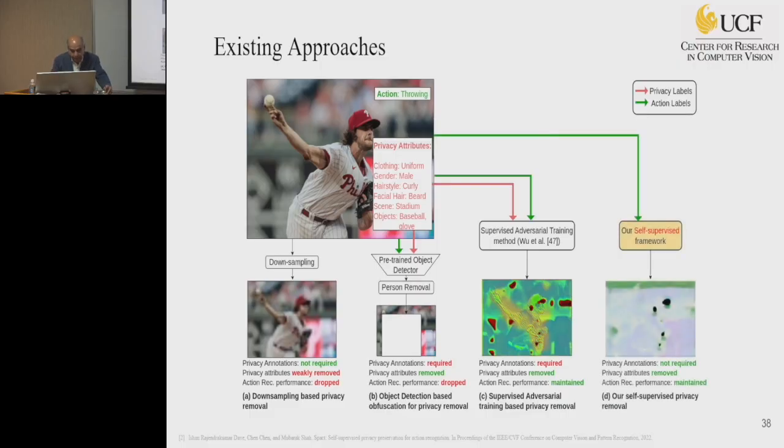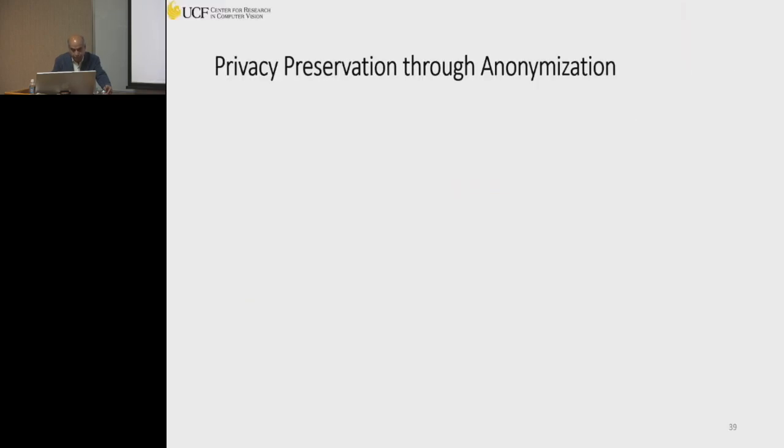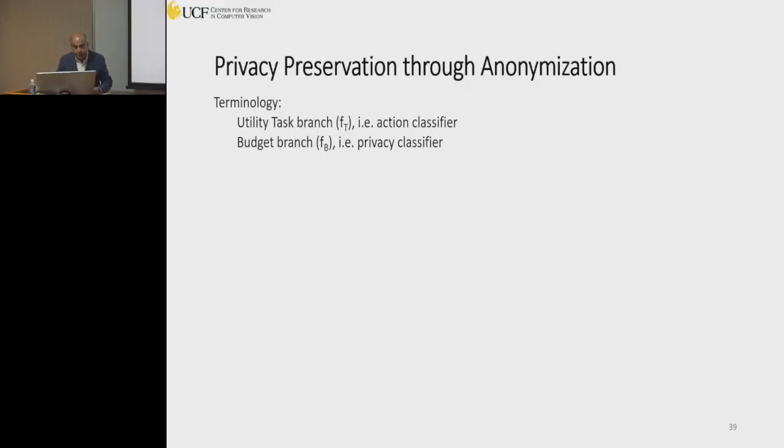So what we have is a self-supervised method which does not require annotations, and which removes the privacy, and also performance doesn't go down. Okay, so the idea is that we have to look at one, a utility task, which means we want to be able to classify the actions. The other is a budget branch where we have a privacy classifier that we want to not be able to classify the privacy attributes. We want to reduce this capability.